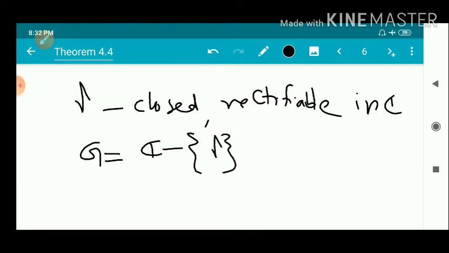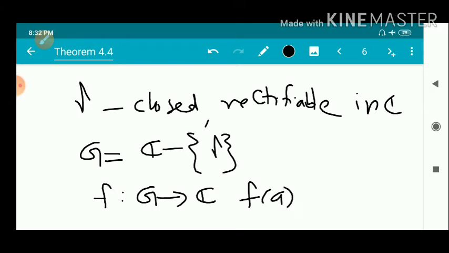Now we define a function f from G to C such that f of A equals n of gamma A. We have to show that n of gamma A is a constant, so we take n of gamma A as a function f from G to C such that f of A equals n of gamma A. To show that n of gamma A is a constant, we have to show that f of A is a constant.